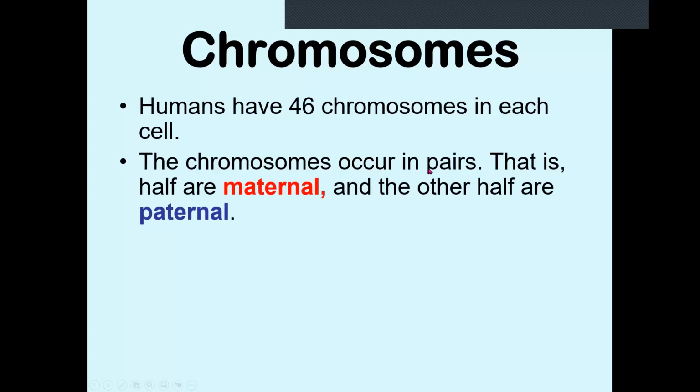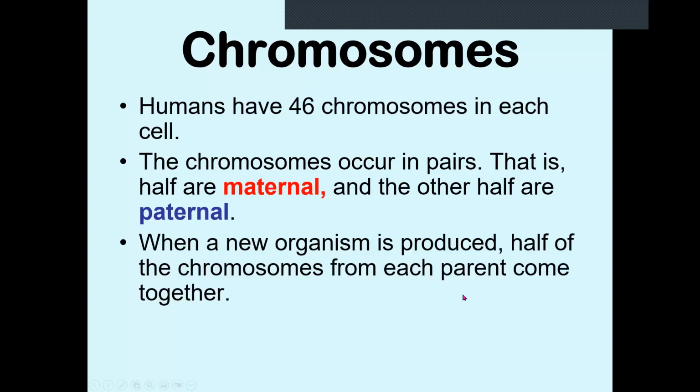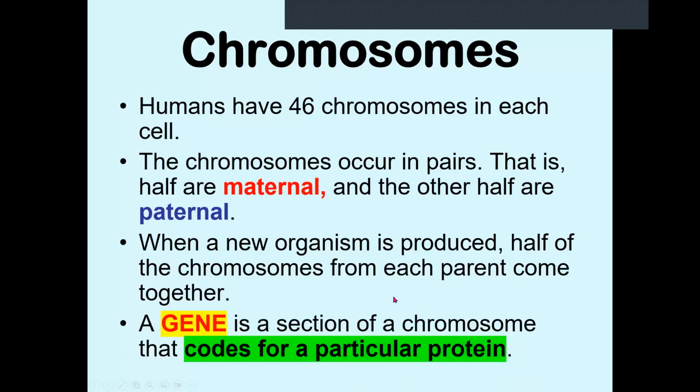Now, chromosomes occur in pairs in each cell. One came from the mother, the maternal, and the other half from the father, the paternal. And when a new organism is produced, the sex cells that we produce have half the number of chromosomes from each parent. They come together and we get a new individual.